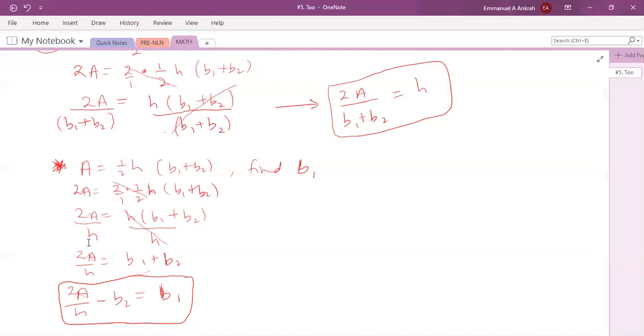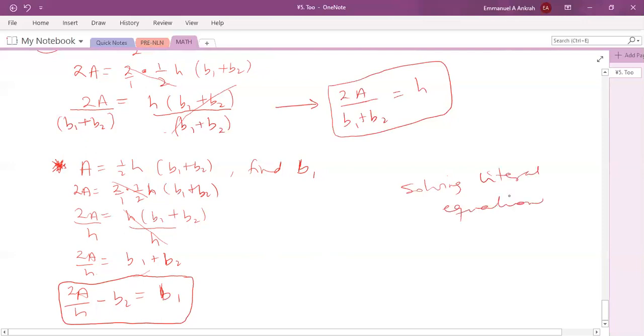So practice how to get variables by themselves, all right? How to get variables by themselves is called solving literal equations. Equations that have lots of variables. Okay. That's what we call it. Great. Any questions on that one? I hope you should be able to do it.